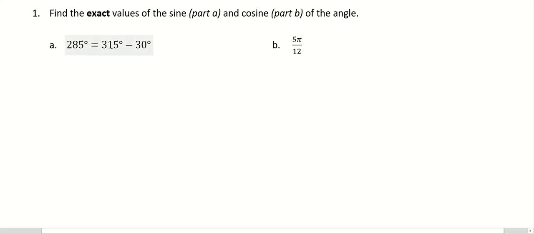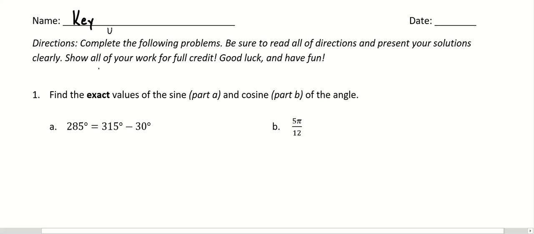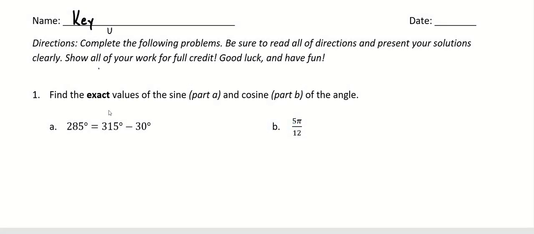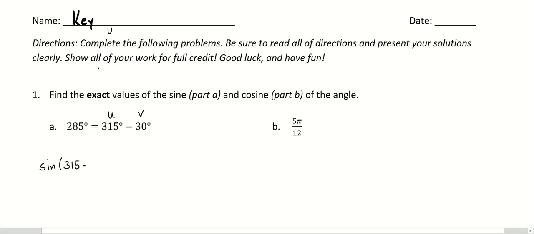So this right here is the telltale sign that yep, we should be using the sine formula in part A, the difference. Right off the bat, I'm thinking that this is u, and this is v, or alpha and beta, like we used before. But let's just plug into the rule. We know that the sine of 285, which is what we're after, is really the sine of 315 minus 30. Those are both degrees.